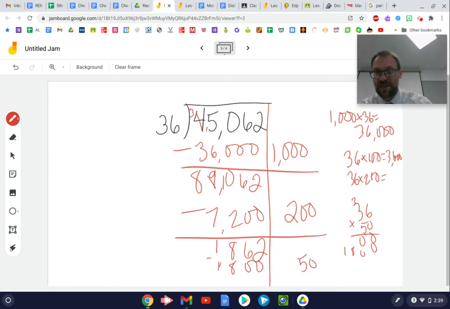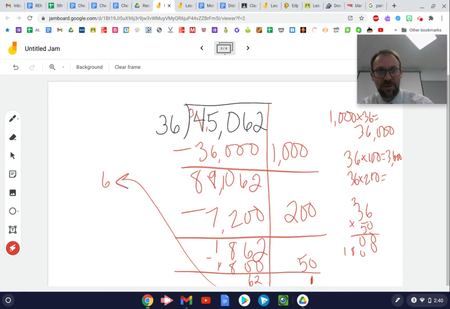1,800. Subtract that away. Get 62. And it looks like I can make one more group of 36 because 36 times 2 is 72. It's too big. So I can make one more group of 36. I ran out of space, so I'm going to bring the 62 up here so I can just finish this problem off.